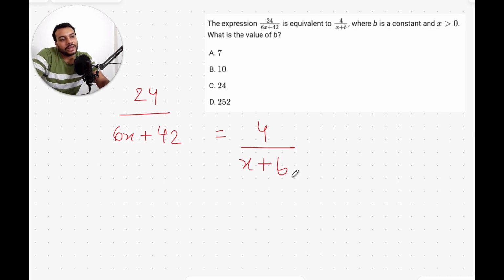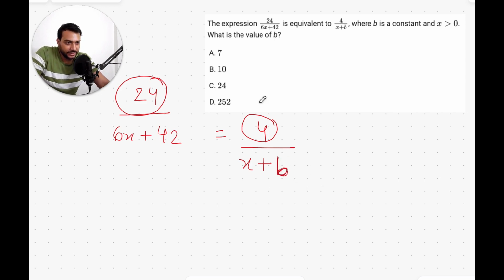Okay, so they've given one expression, they've told us that it is equivalent to another expression, and then they're asking the value of a certain constant which is unknown in one of the expressions. A classic example of comparison questions where we need to compare the two sides. On the left hand side, it's a 24 on the numerator. It's a 4 on the numerator on the right hand side. Now in the left hand side, in the denominator, 6x plus 42. In the right hand side, it's x plus b.